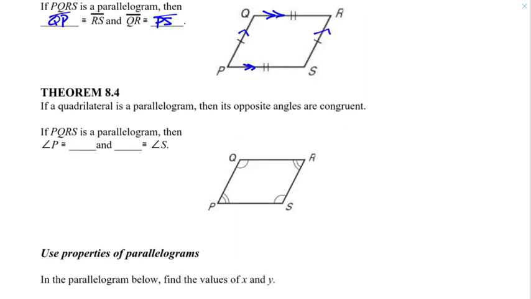Theorem 8.4. If a quadrilateral is a parallelogram, then its opposite angles are congruent. This is one that you may or may not have seen in the past. So if we know that this is a parallelogram, angle P is going to be congruent to the angle opposite, which in this case would be angle R. And angle Q and angle S, those opposite angles will also be congruent.